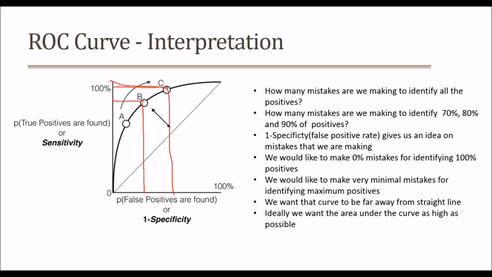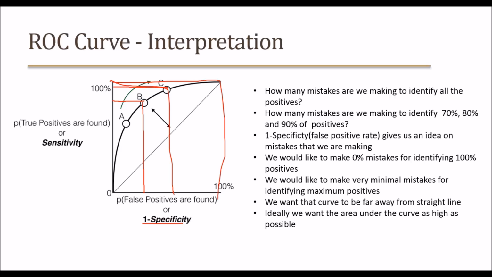To find 90% of the positives, how many mistakes, that is false positives, am I making? 1 minus specificity is the false positive rate, whereas specificity is the true negative rate. So how many false positives or how many mistakes am I making to find 100%? So obviously to find 100% positives, I'll make 100% false positives.